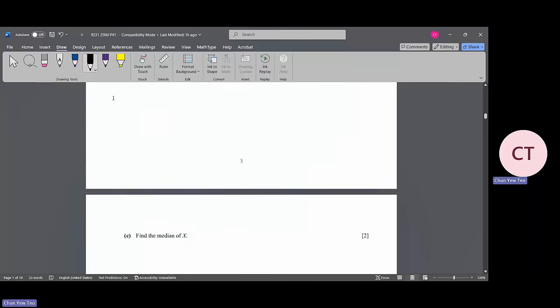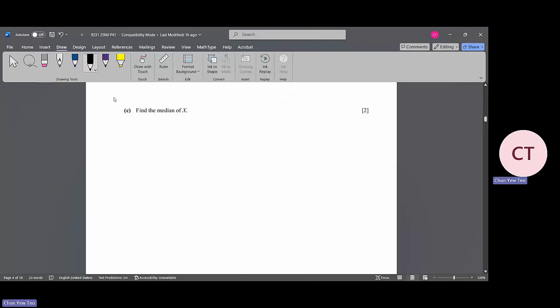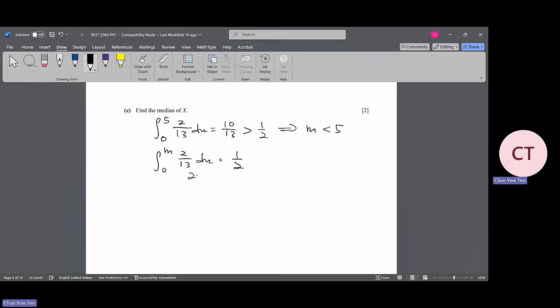Let me explain. If you integrate from 0 to 5 of 2 over 13 dx, you get 10 over 13, which is more than half, so the median is less than 5. So you integrate from 0 to m of 2 over 13 dx to get a half. That means 2m over 13 is equal to half, so m is equal to 13 over 4. That is your median for question 2C.